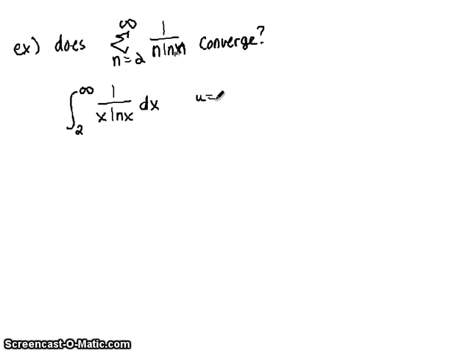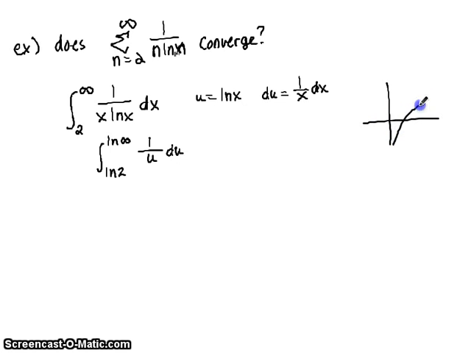So we'll say u equals the natural log of x, so du equals 1 over x dx. And if you notice, we have a 1 over x dx in our problem. So that's going to work out pretty nice. So we can now say the integral from the natural log of 2, changing our limits, to the natural log of infinity of 1 over u du. Now, if you think about what the graph of natural log looks like, natural log of infinity is just going to be infinity. So let's rewrite this as the integral from the natural log of 2 to infinity of 1 over u du.